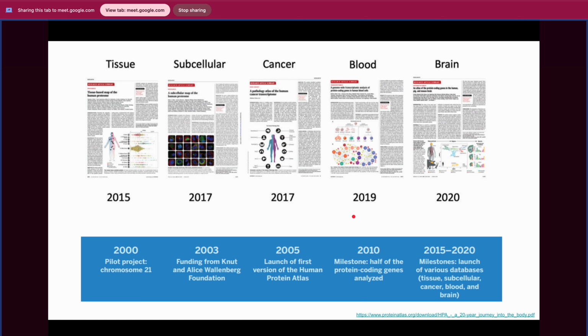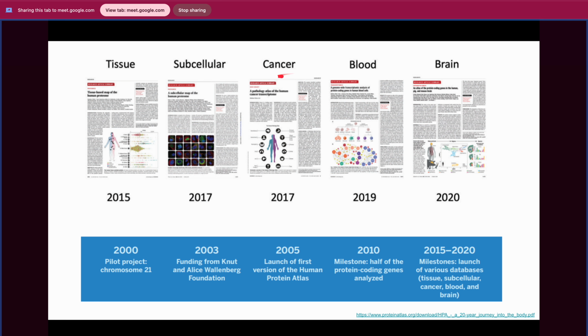And this is also another page which shows how different additions have been done. So firstly, in 2015, it was about the tissue-specific information. Then in 2017, subcellular information was incorporated into Human Protein Atlas. In 2017 only, cancer information was also incorporated, when they were able to identify which proteins are specific to which particular cancer types. For example, BRCA is a protein which is mostly overexpressed in breast cancer.